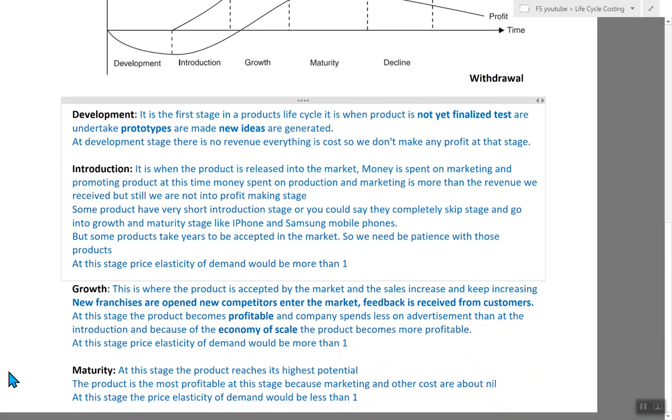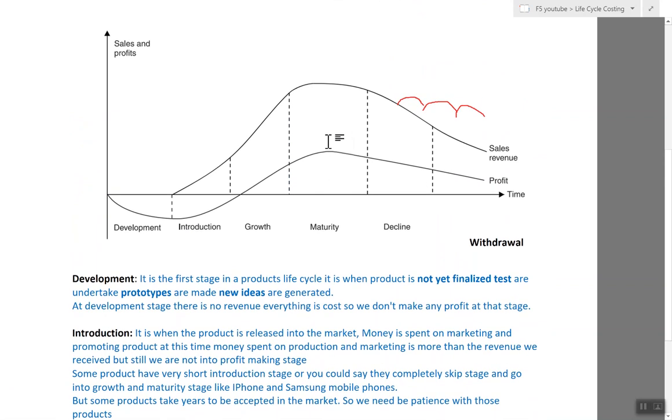And then we have the maturity stage. A maturity stage is the highest level that the product reaches. This is the maximum profit that we are able to make. This is the highest economy of scale point. And we usually don't spend a lot of money on marketing, because the people that wanted to buy the product, they're all buying the product, so marketing will not affect as much.